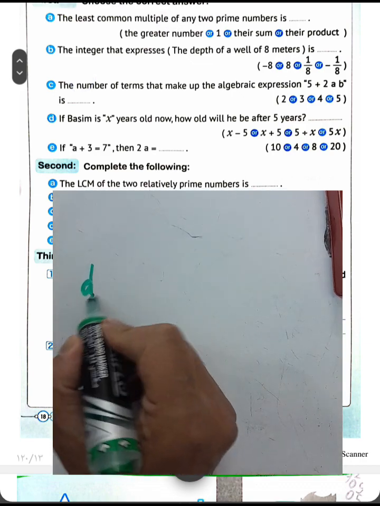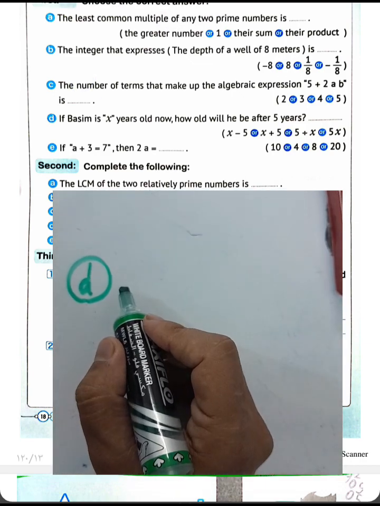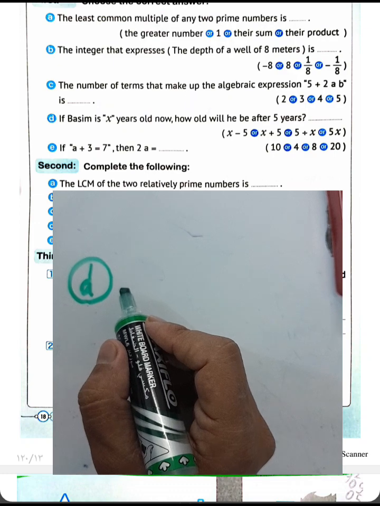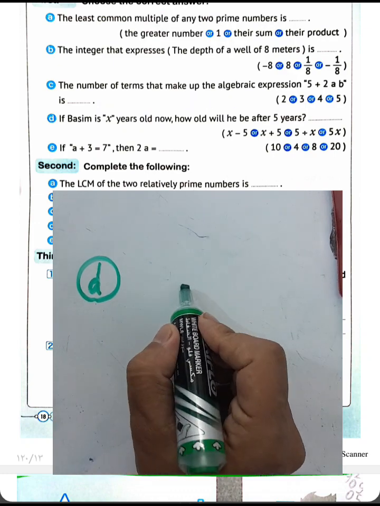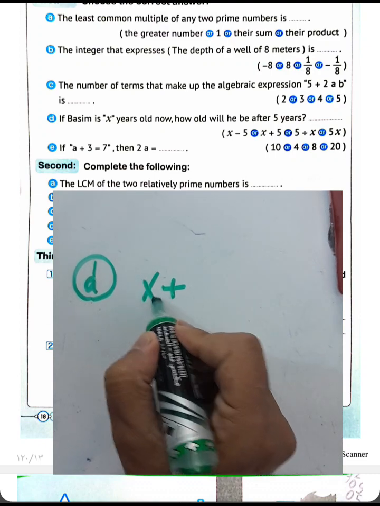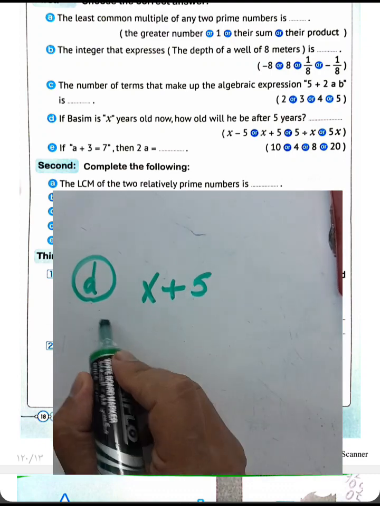Letter D. If Basim is x years old now, how old will he be after 5 years? 5 years after means add. Right? x plus 5.